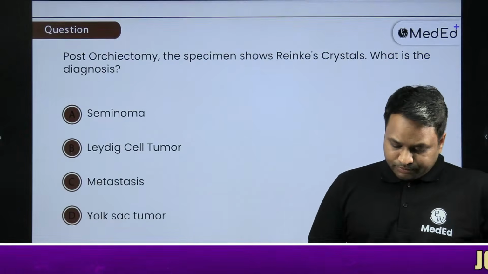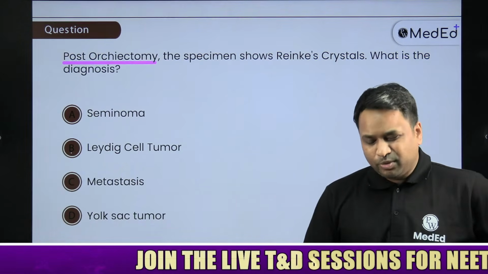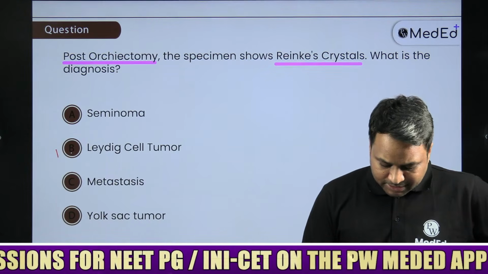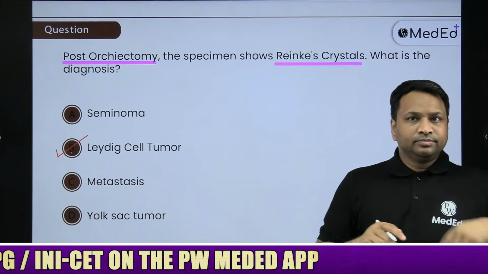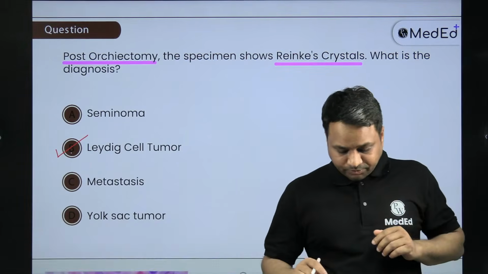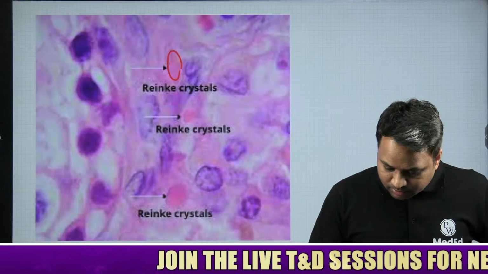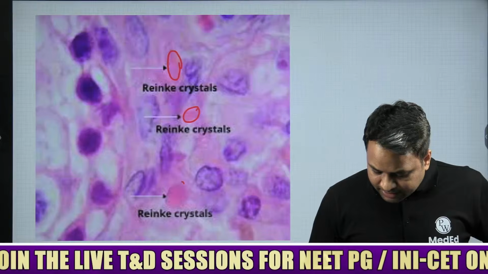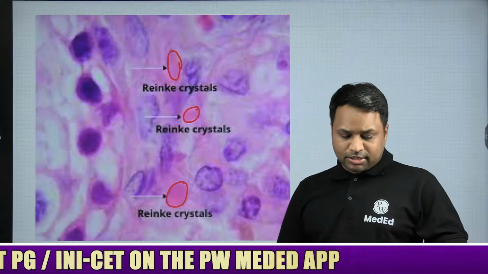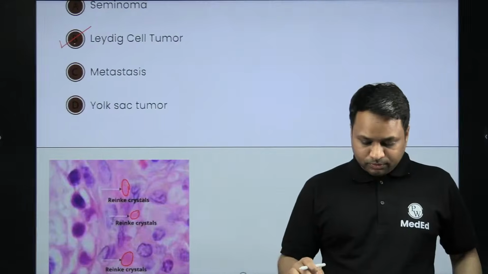Chalo, going to the next one. Post orchidectomy, the specimen shows, okay, this is a repeat question, Reinke crystals. It is going to be a Leydig cell tumor. Sorry, guys. Now, this is how the Reinke crystals will look. You can see these crystals which are present here, stained. These are eosinophilic clusters. Your pathology will tell you these are eosinophilic crystals that develop. These are your Reinke crystals. All right. Chalo.